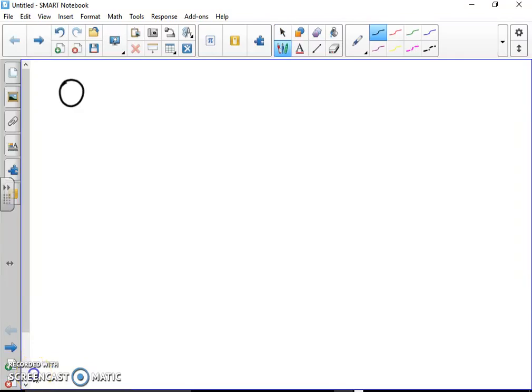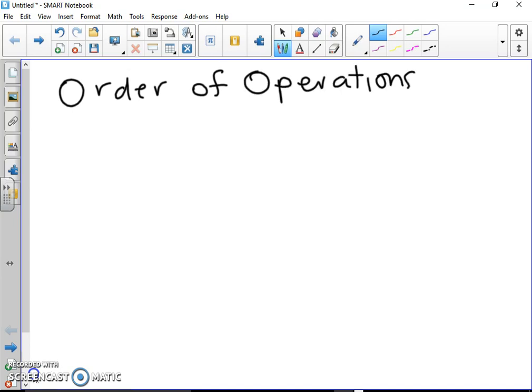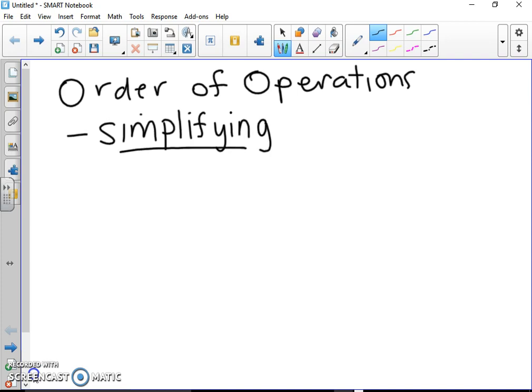Okay, so tonight our homework is on order of operations, and it should be a review because I know you guys have practiced order of operations before, but this is just a little refresher. So order of operations, it's just simplifying a numerical expression. And we say simplifying, not solving, because solving is when we have an equal sign. We don't have that right now.